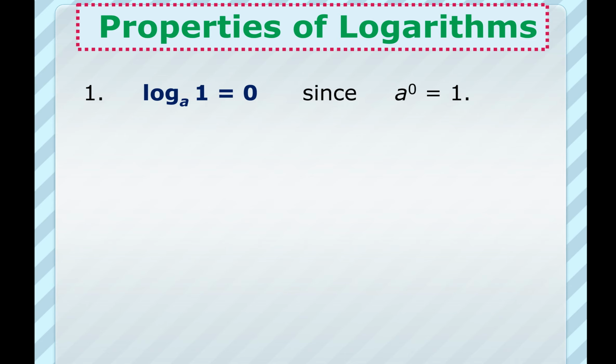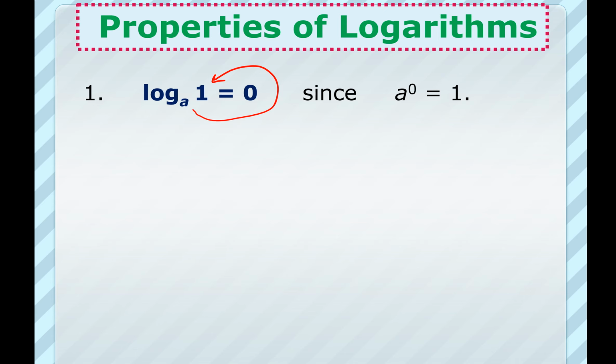Some properties that are helpful to know. I'll be honest with you, I don't use them a lot myself. I tend to overthink things. Some properties that are often used. Log base A of 1 equals 0. The reason is because we can think a to the 0 power is 1.